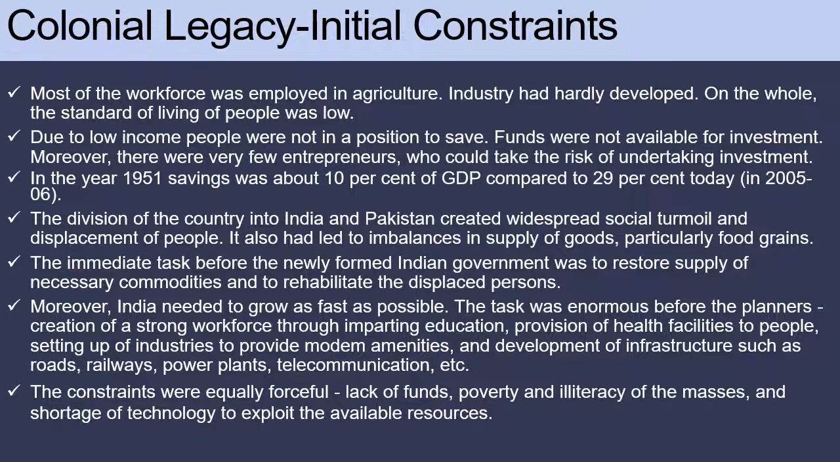The division of the country into India and Pakistan created widespread social turmoil and displacement of people. It also had led to imbalances in supply of goods, particularly food grains. The immediate task before the newly formed Indian government was to restore supply of necessary commodities and to rehabilitate the displaced persons. Moreover, India needed to grow as fast as possible.